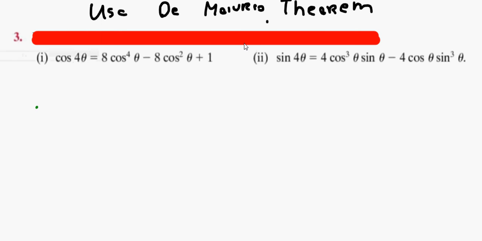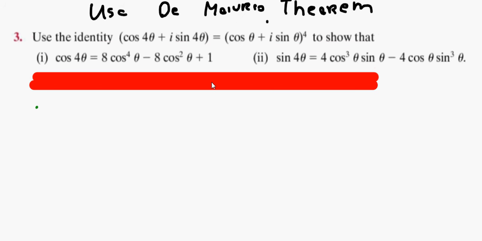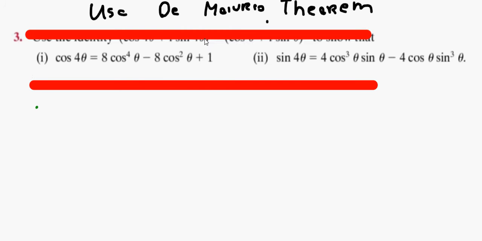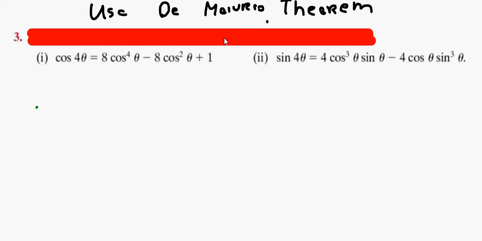Alright guys, the question for question 3 says, using the identity cos 4 theta plus i sin 4 theta equals (cos theta plus i sin theta) to the power 4, show that. Now, they don't have to give you that in an exam, so what I'm trying to prepare you for is, what happens if they don't give you that start off? Here's how you identify it.